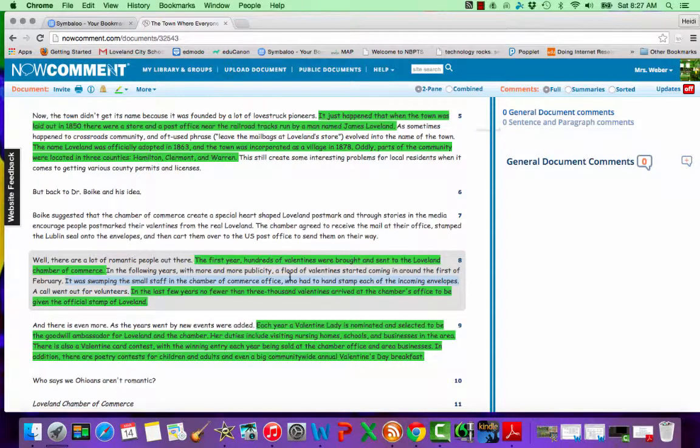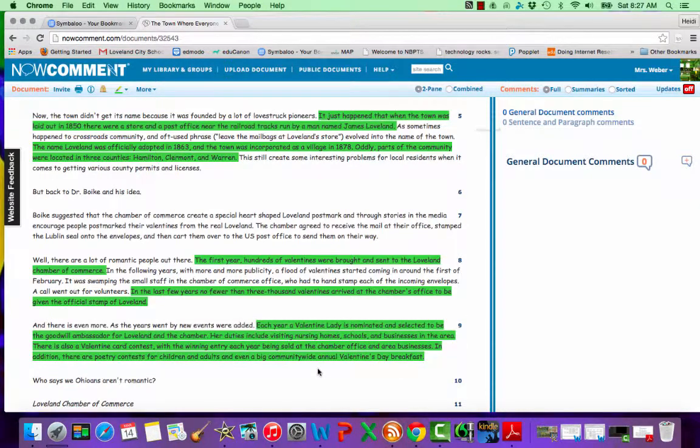The first year, hundreds of valentines were brought and sent to the Loveland Chamber of Commerce. I believe this can be validated as well because records have been kept to prove this. And then in the last few years, no fewer than 3,000 valentines arrived at the Chamber's office to be given the official stamp of Loveland. That too can be validated with records.